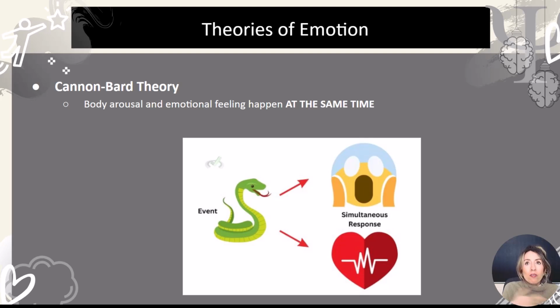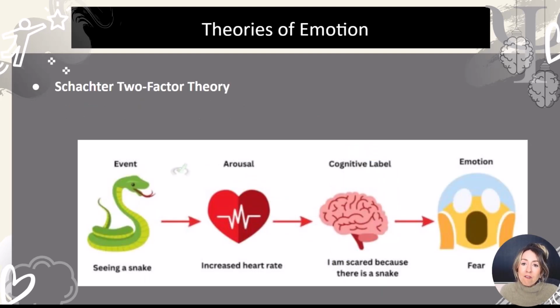So the Cannon-Bard theory says that the event happens, you see a snake, your heart rate increases, and you feel fear simultaneously. And that your body and your mind, the brain, are working simultaneously, not one before the other, to produce that sensation, right? So your heart rate speeds up as you feel fear simultaneously. And the last theory is a kind of update on James-Lange.